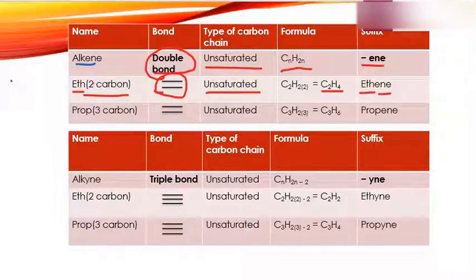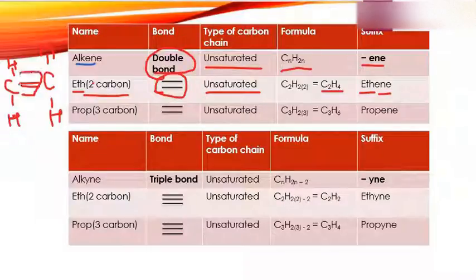So the formation will be C double bond C and H, we have 2H, we have double bond in between. Similar we have prop with 3 carbons, double bond, unsaturated, C3H6 and we have propene.